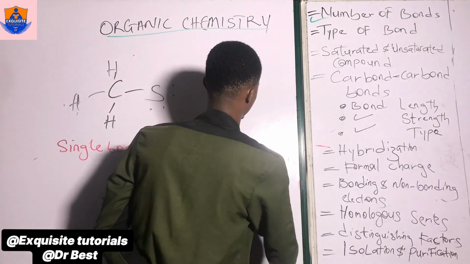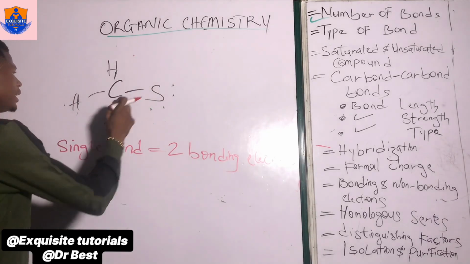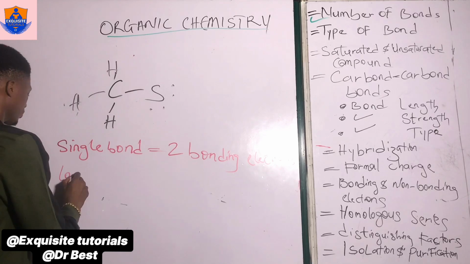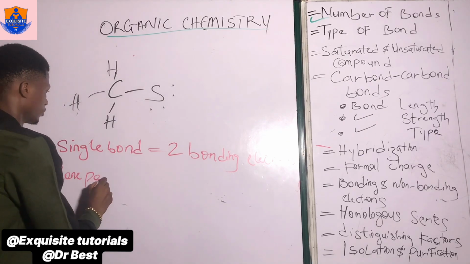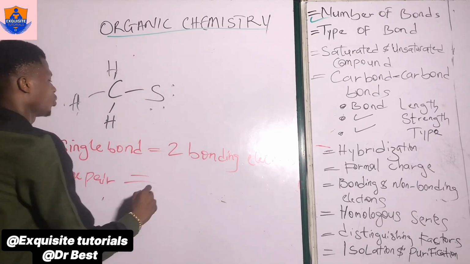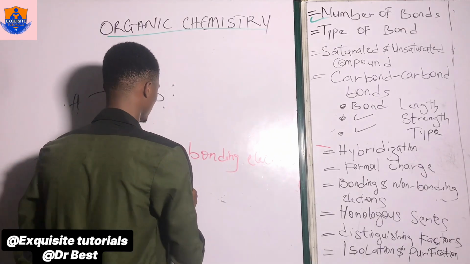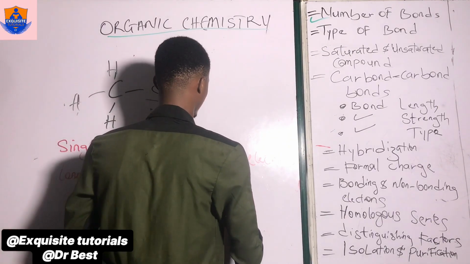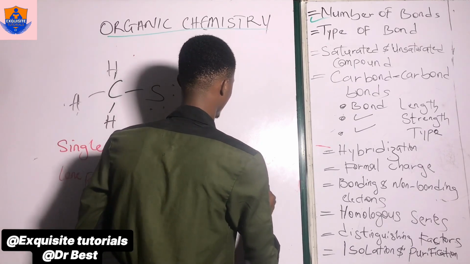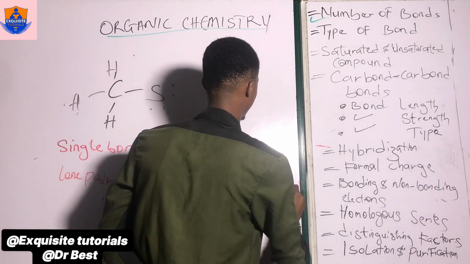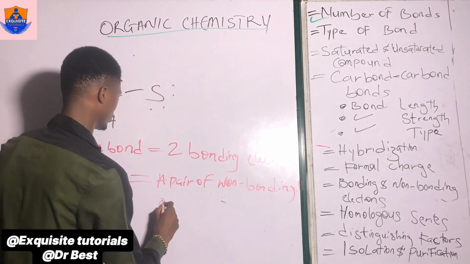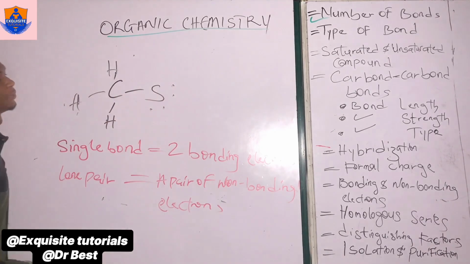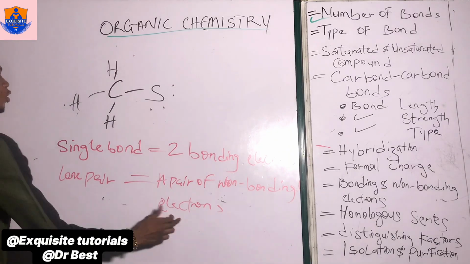Two bonding electrons, while each lone pair is equal to a pair of non-bonding electrons. A pair of non-bonding electrons.